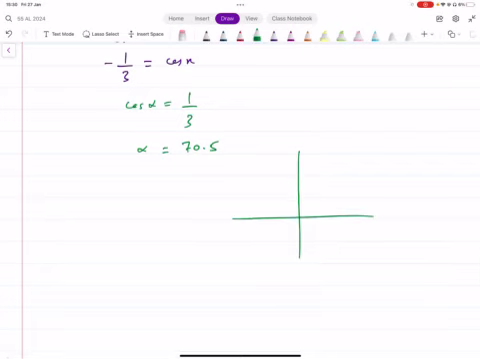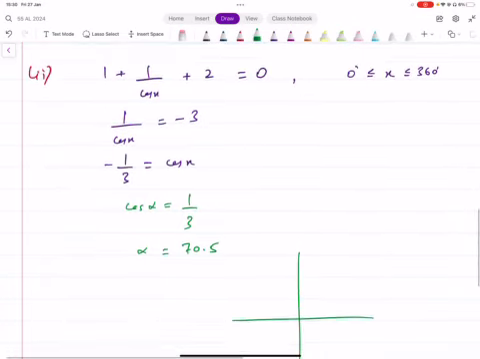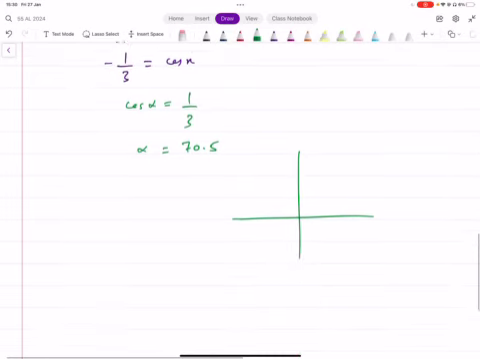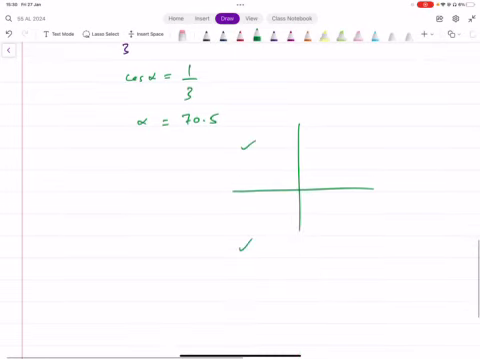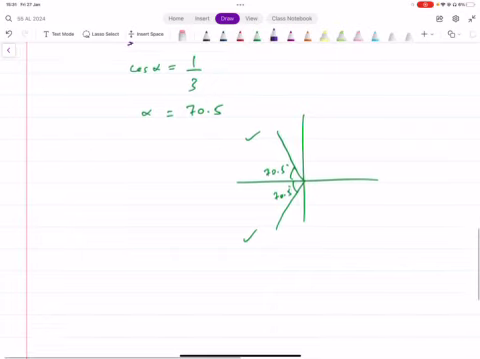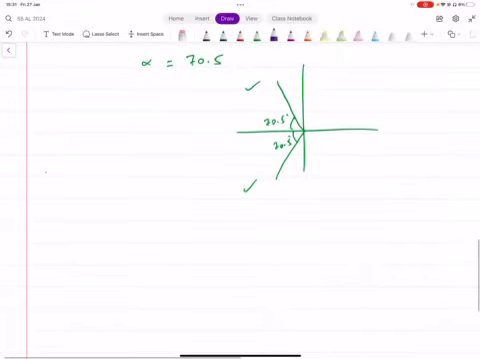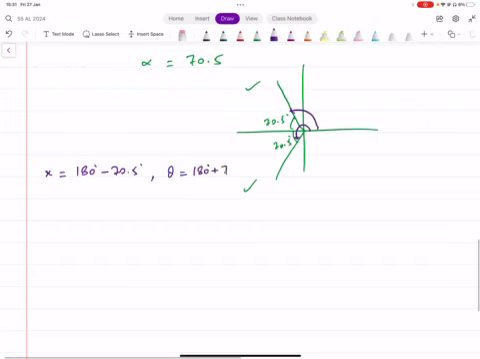इसके बाद आप क्या करेंगे? कौन से क्वाड्रेंट में? Cos is negative. That's the second or third quadrant. So you could either be here or here. This is 70.5 and this is 70.5. These are the two possible angles. Second quadrant में it becomes 180 minus 70.5. That's this angle. Third quadrant में it's 180 plus 70.5, and you get two values of x.